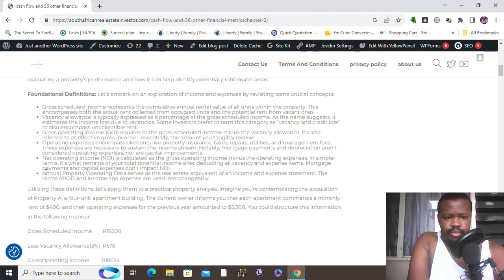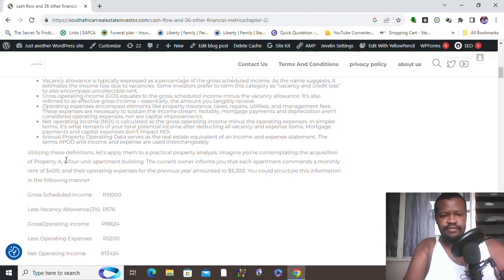Annual property operating data serves as the real estate equivalent of an income and expense statement. The terms APOD and income and expenses are used interchangeably. Utilizing these definitions, let's apply them to a practical property analysis. Imagine you're contemplating the acquisition of property A, a 4-unit rental apartment building.